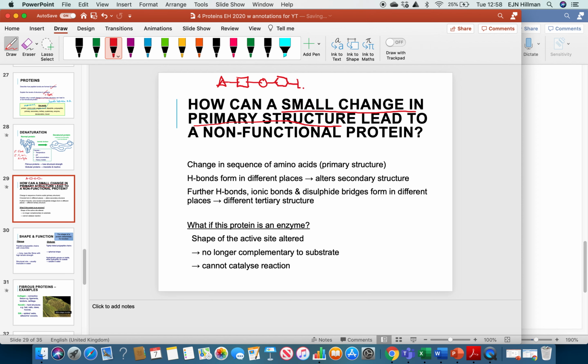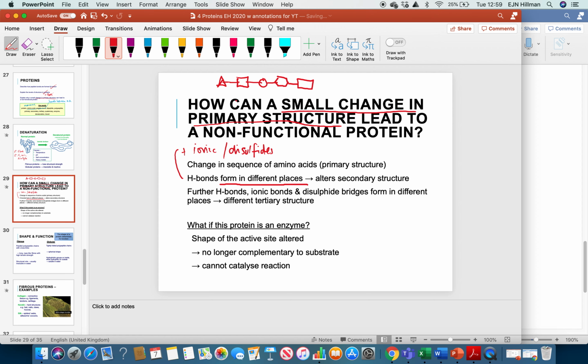Okay, it's probably not the best diagram I've ever drawn, but the primary structure is the sequence of amino acids. A change to that sequence of amino acids in the primary structure means that hydrogen bonds and ionic bonds and disulfide bonds, perhaps, form in different places. Now the examiners really want you to say this. Okay, the idea that the bonds are being formed in different positions.